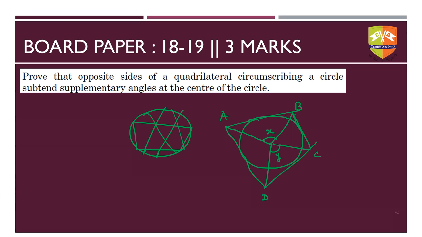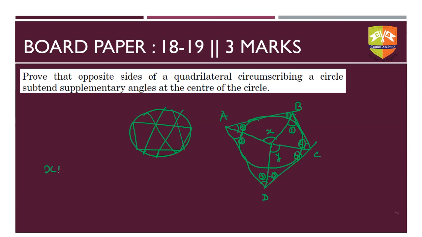Why? Because this angle 1 is equal to angle 1, this angle 2 is equal to angle 2, angle 3 is equal to angle 3, and angle 4 is equal to angle 4. Why are they equal? Because we had a theorem saying the two tangents are equally inclined to the line joining the center and the point from where the tangents were drawn. Am I right when I write like this?